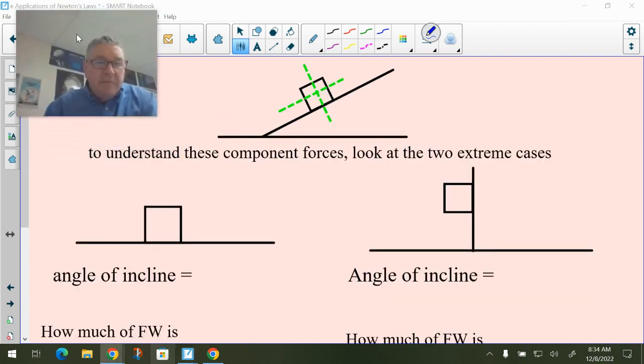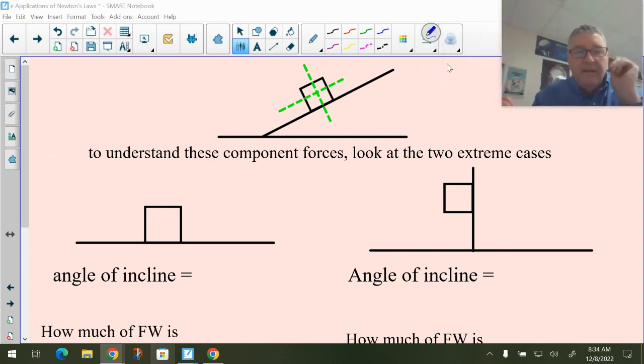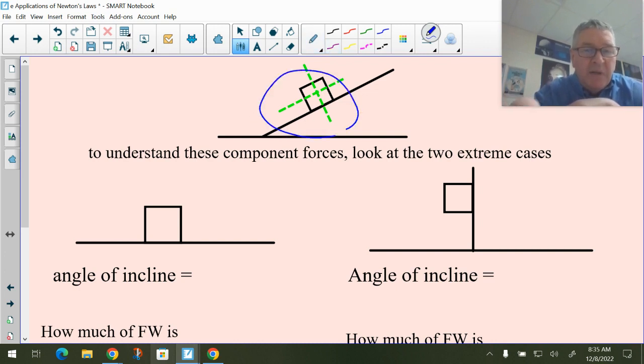So one of the things you'll notice is that one of the ways of looking at what these things mean is looking at extreme cases. So here's what we just talked about. I got this block sitting here on an incline, and I have my P and my N axis. But I want to look at special cases. This is some arbitrary angle, theta. It could be 20, 30, 40, 50.